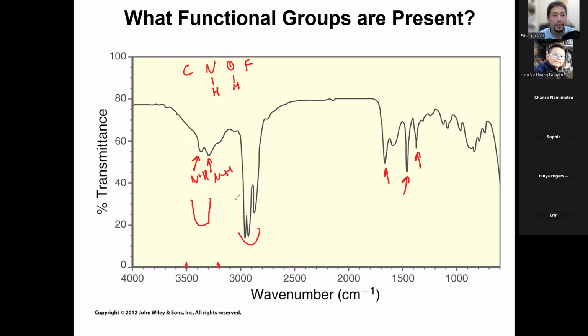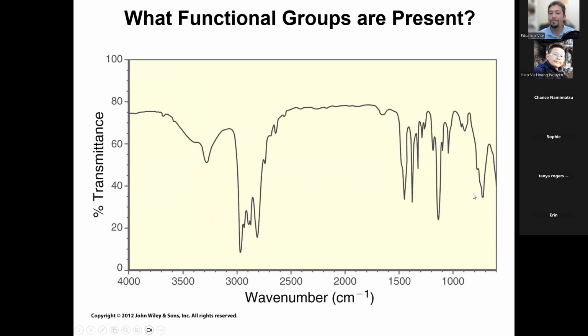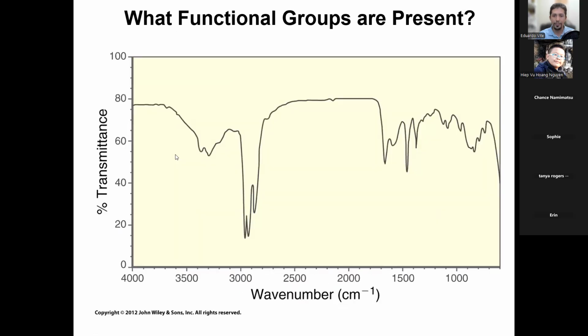Let's see. Someone else in the chat? Yep, CH. Alrighty. Any more questions about this one? All right, moving on to the next slide. Yeah, what about here? Remember, we're looking at intensity, wave number, and shape. CH and NH. Sorry, I've been switching.